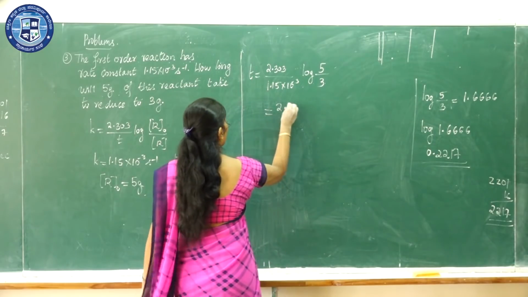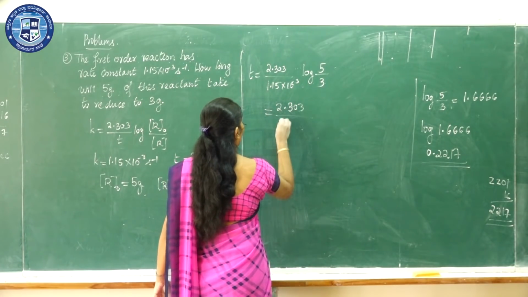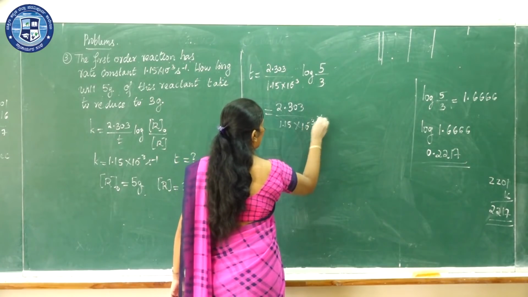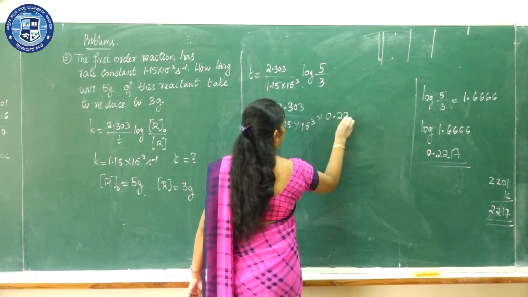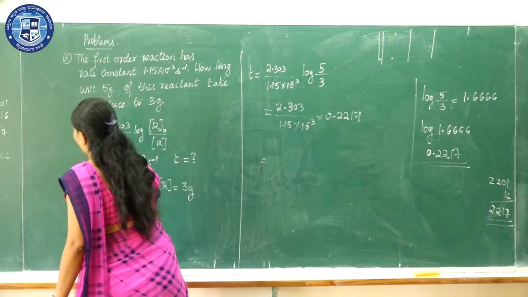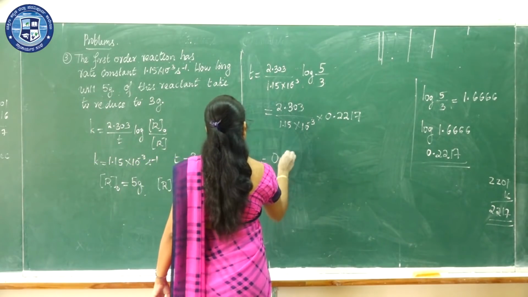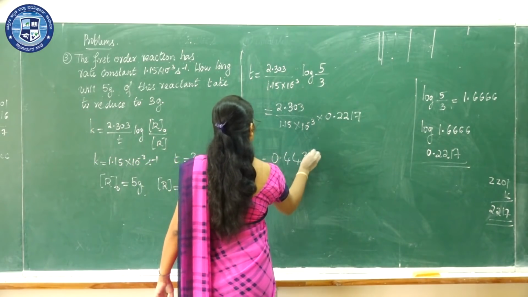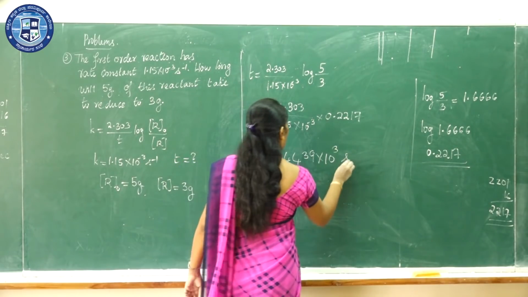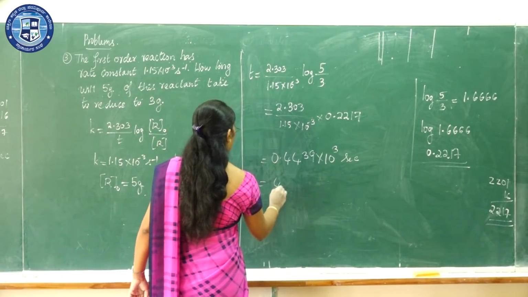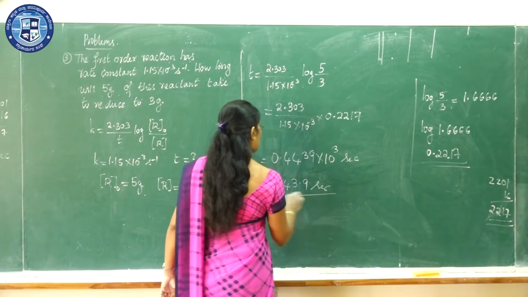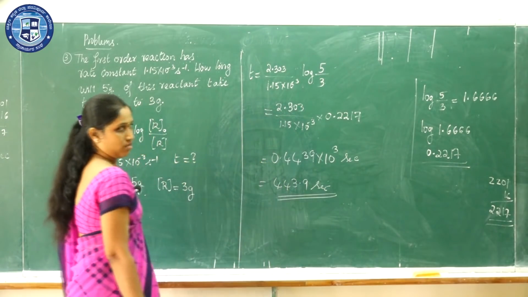So I will substitute it here: 2.303 divided by 1.15 into 10 to the power of minus 3, into 0.2217. You can work this out. The answer will come out to be 0.4439 into 10 to the power of 3 seconds, that is equal to 443.9 seconds. So this is the answer.